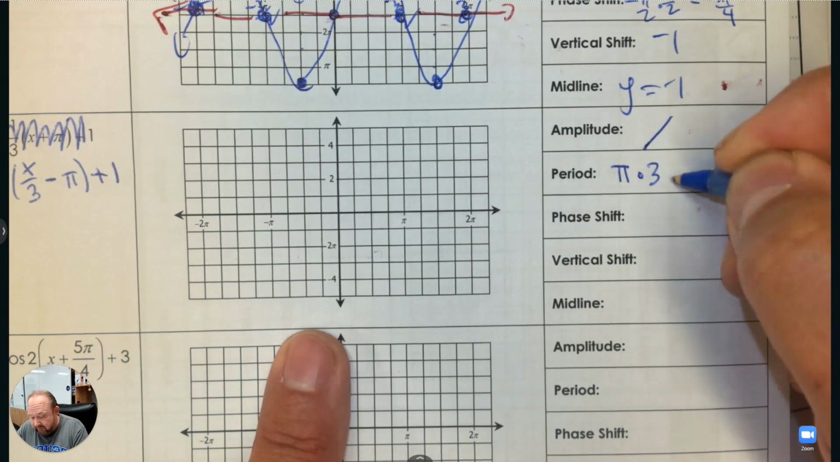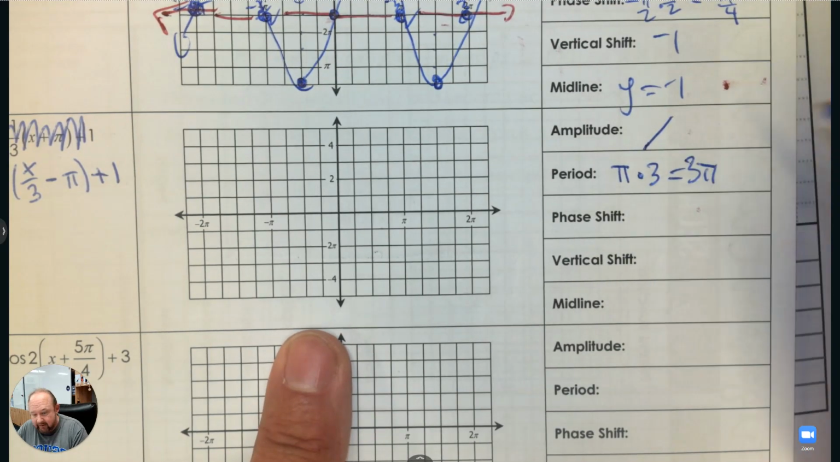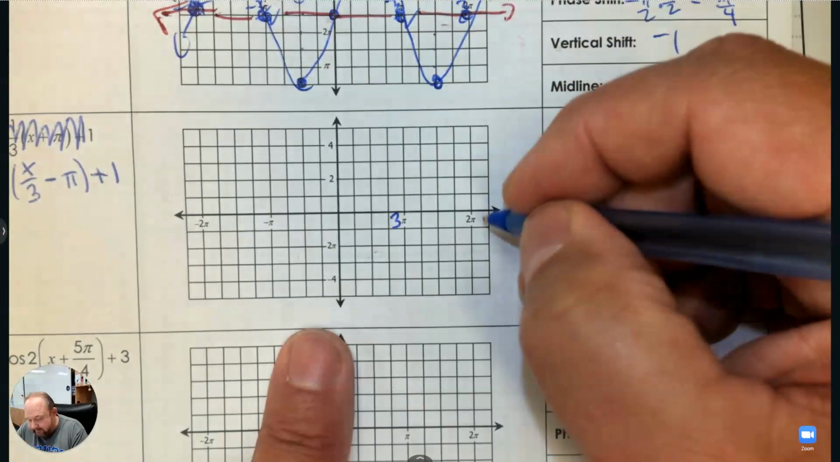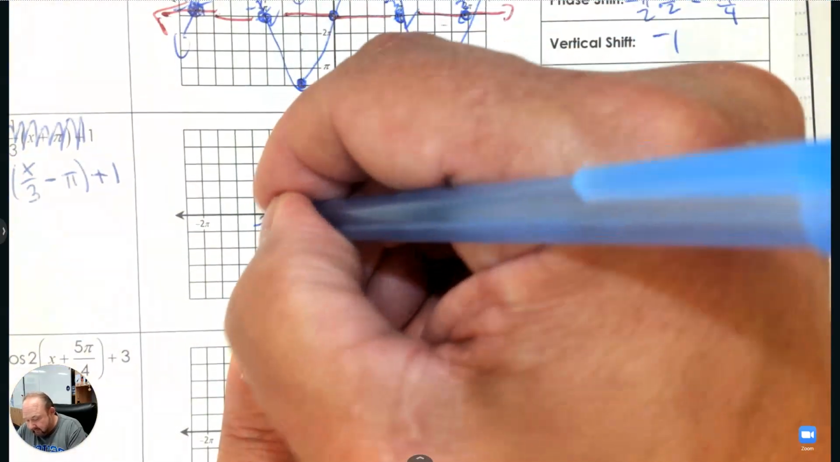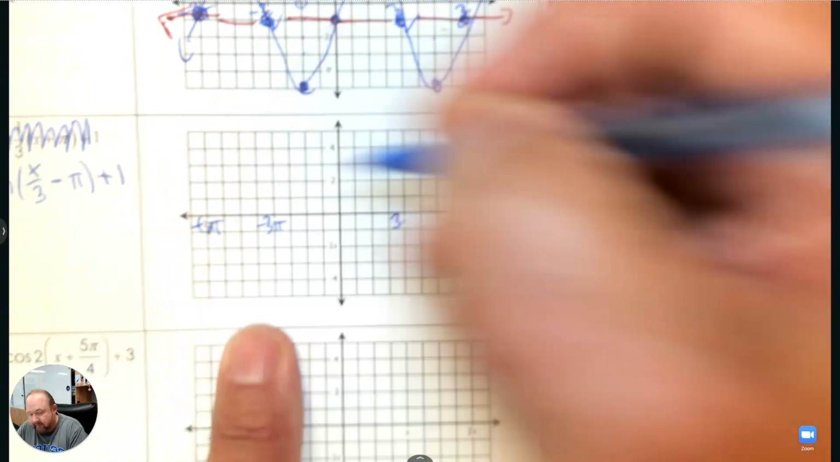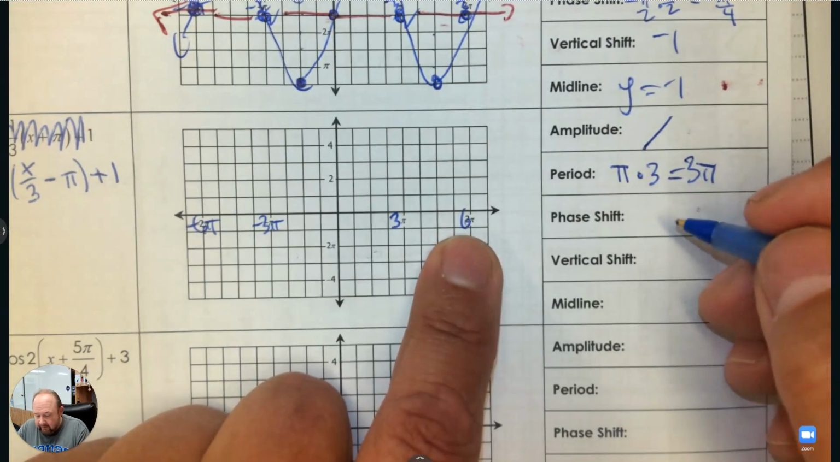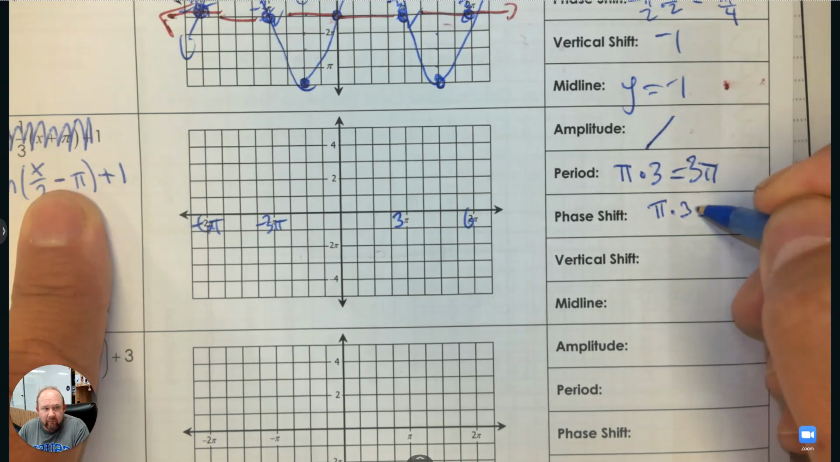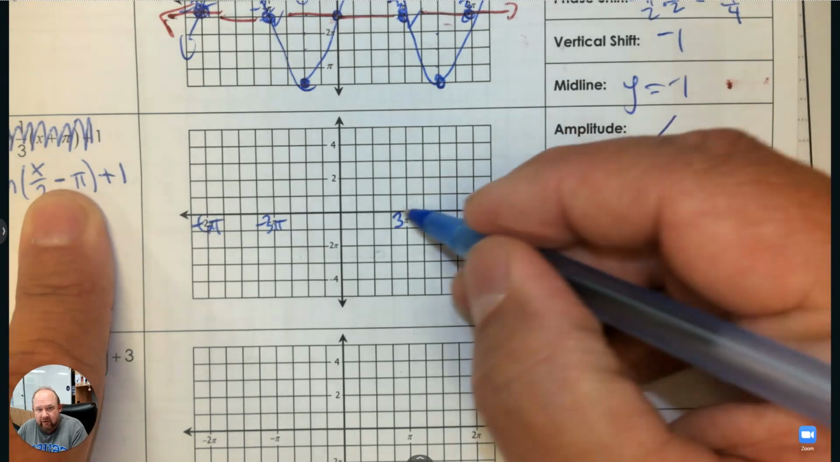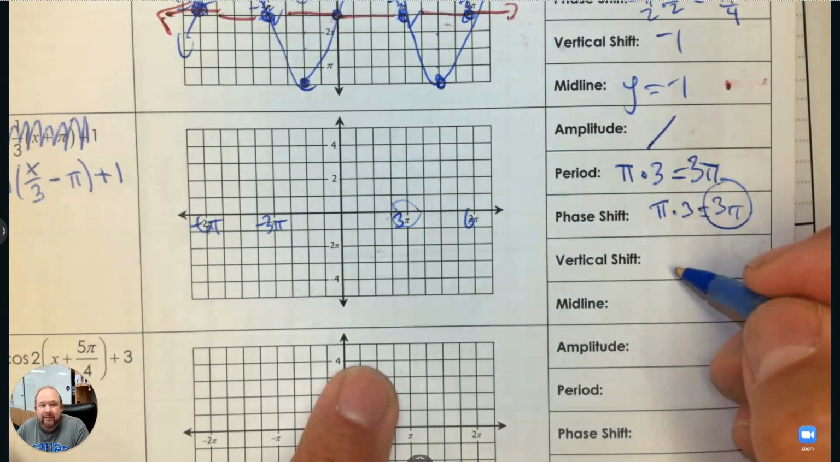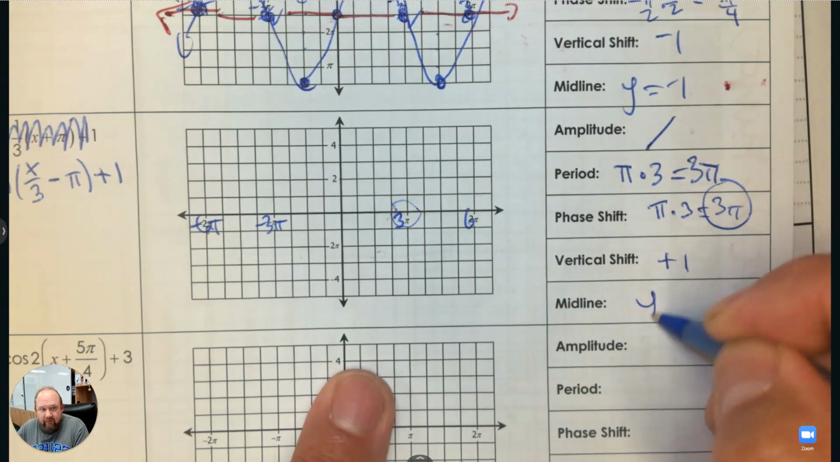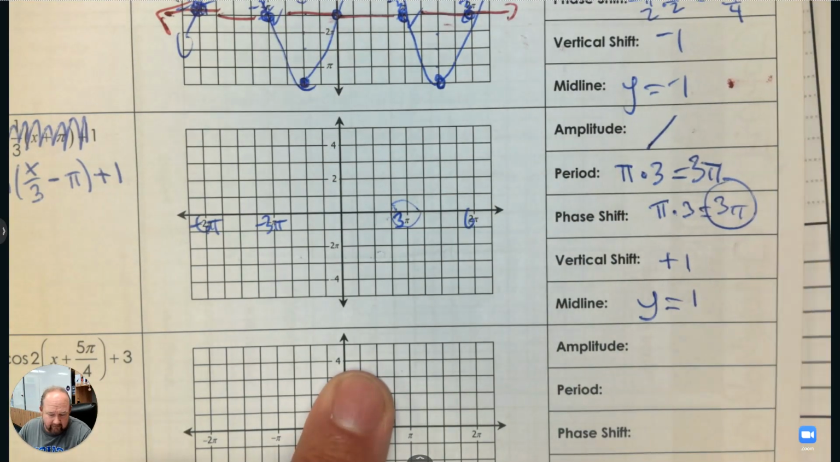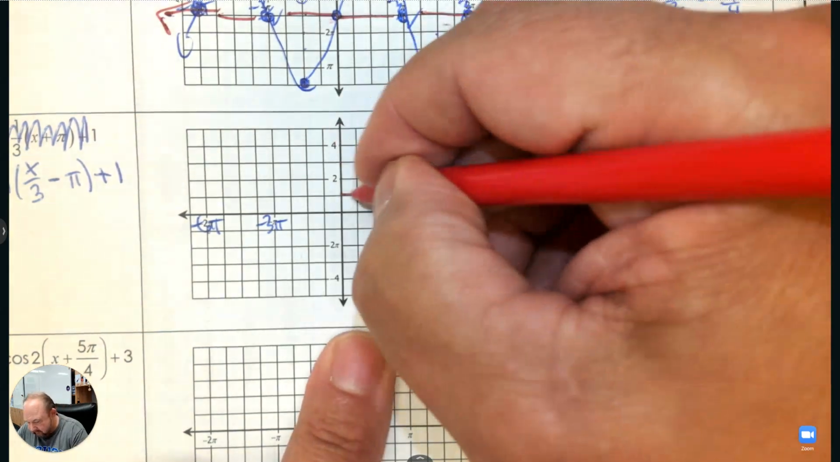Instead of 1/3, we multiply times the reciprocal, so it's 3 pi. So this one here is 3 pi, and this is 6 pi. So negative 3 pi, negative 6 pi. There's our scale. The phase shift is negative, so it's going to be positive pi times 3, which is 3 pi. So I'm going to start right here. I'm going to circle it. The vertical shift is positive 1, so there's the midline at 1. So then I'm going to draw the midline at 1.